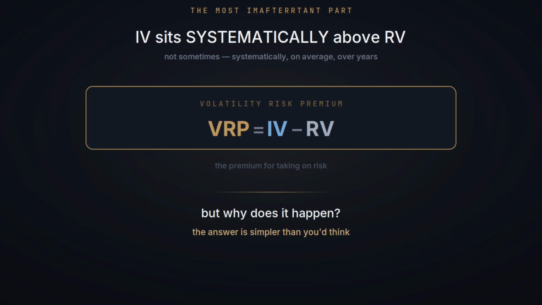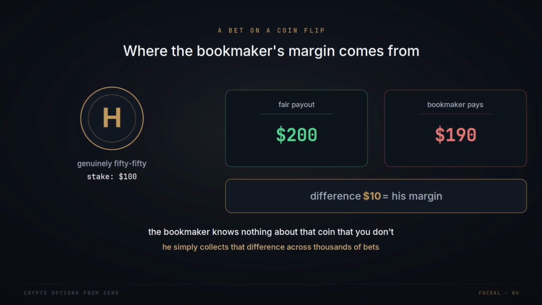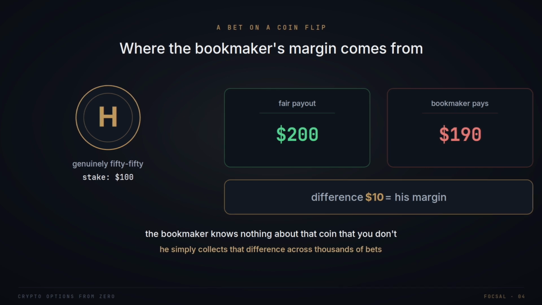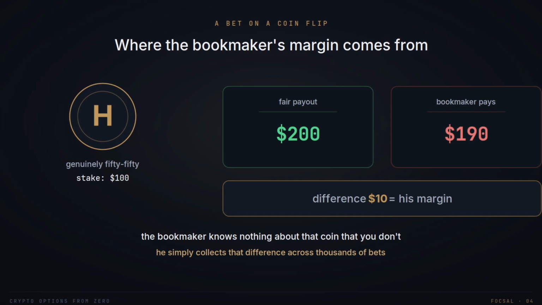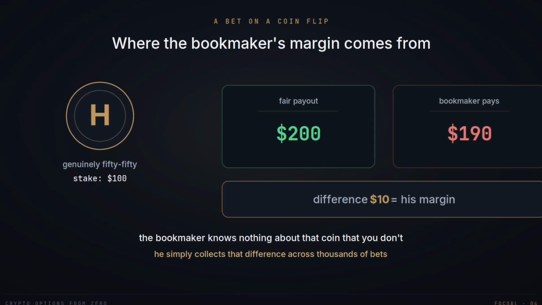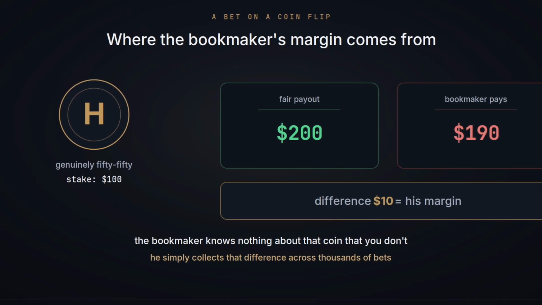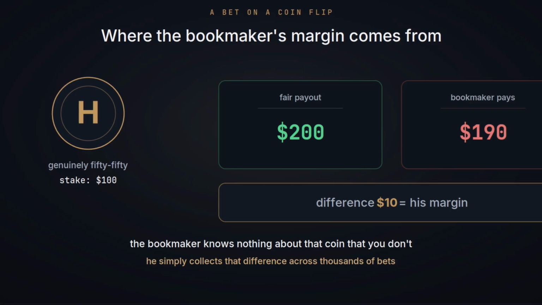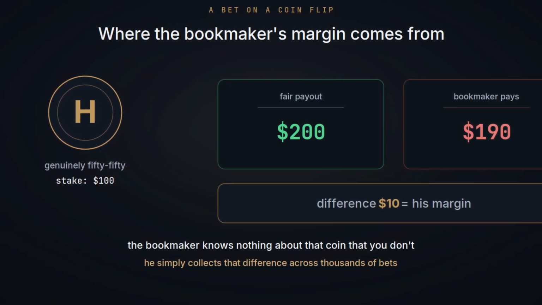But why does it happen? The answer is simpler than you'd think. You put $100 on a coin flip. It's genuinely 50-50, so a fair payout would be $200. The bookmaker pays out $190. That $10 is his margin. And notice something. The bookmaker doesn't know anything about that coin that you don't. He has no secret information. He simply collects that difference systematically across thousands of bets, and the statistics work for him.